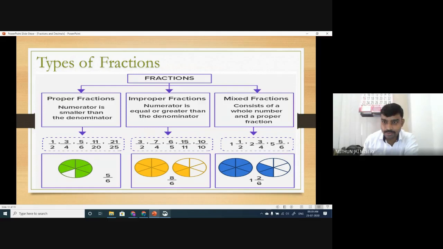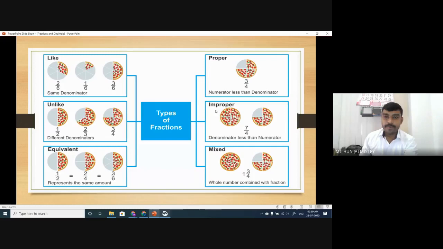8 by 6 is equal to 1 2 by 6. You can see, right? Same figures. 8 by 6 is showing the same figure and 1 2 by 6 is also showing the same figure. We will understand it in a better manner. So apart from proper, improper and mixed, we have like fractions, unlike fractions, equivalent fractions, right? So here's something you need to understand. When I say proper fraction, I am talking about one fraction. Improper means again I am talking about one fraction. Mixed fraction means again I am talking about one fraction.